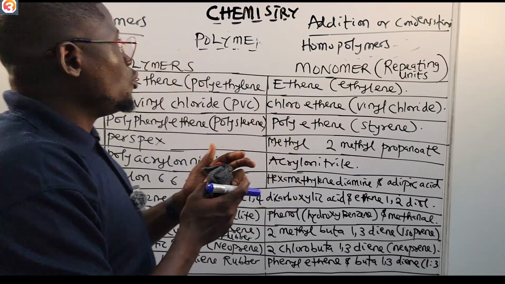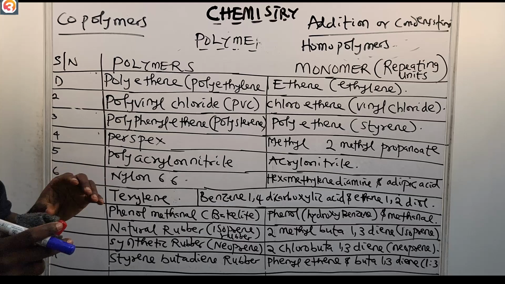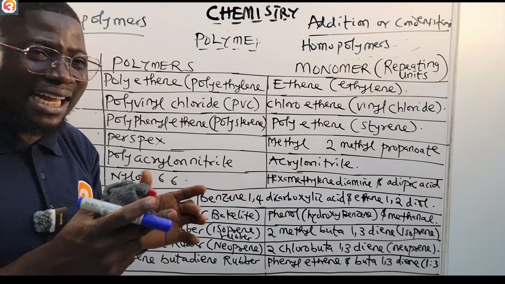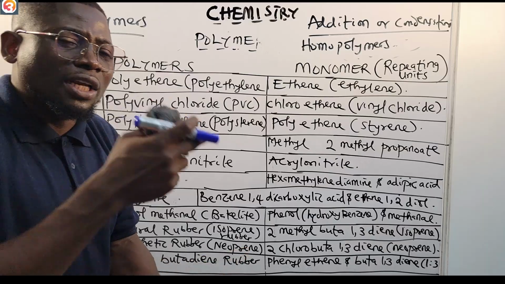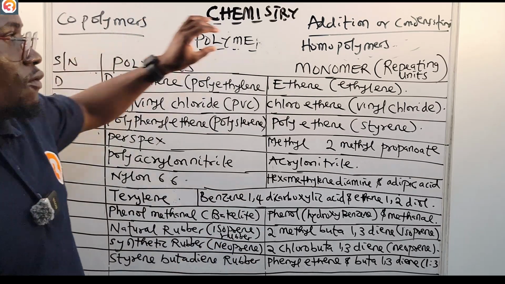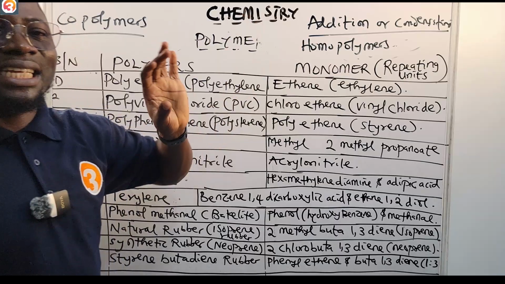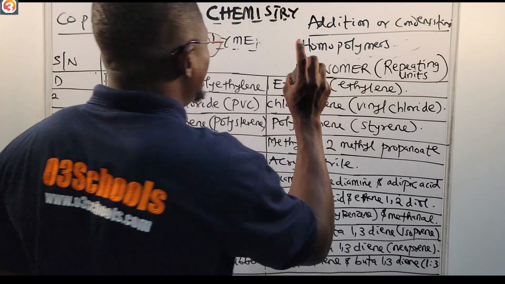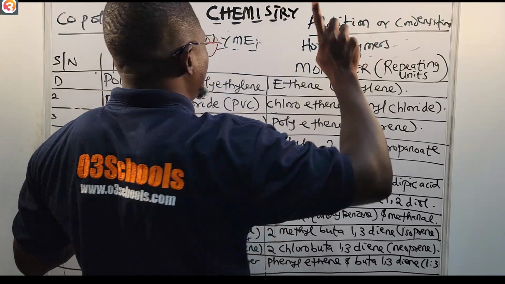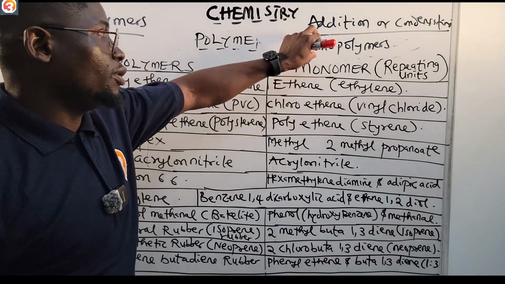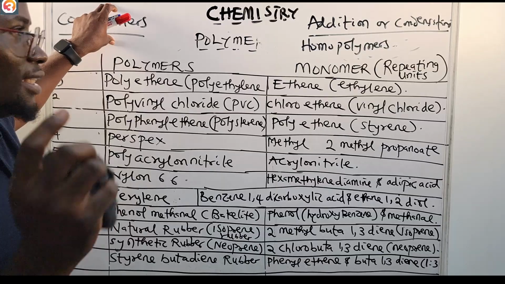While copolymers are polymers that are made from different monomers. They are not identical, they are different. The monomers that are making those polymers are not identical. That is for copolymers, while for homopolymers, they are identical. Please take note of that also. So polymerization is either by addition or by condensation, and by condensation there can be homopolymers or copolymers. Take note of that.